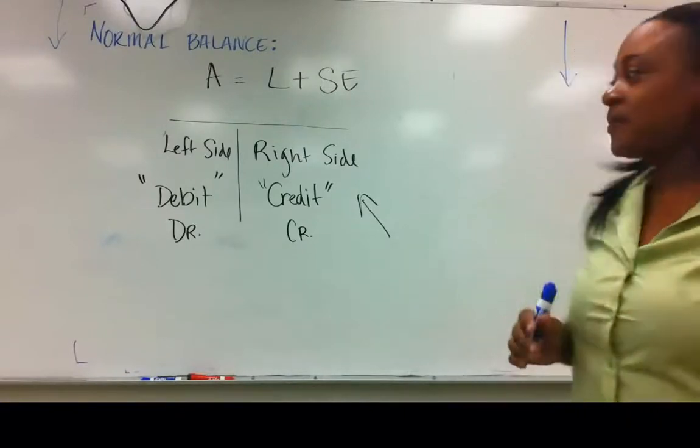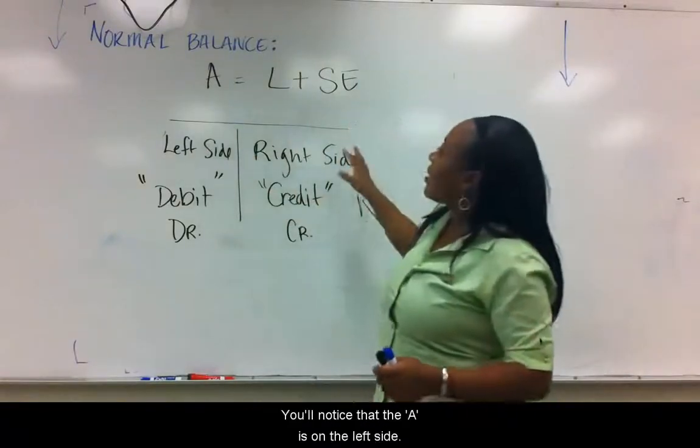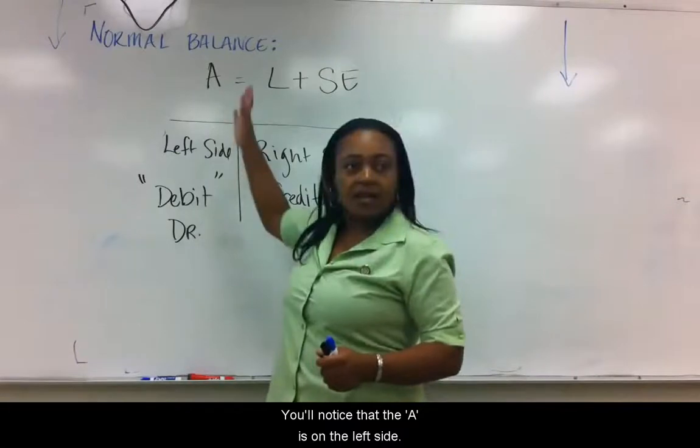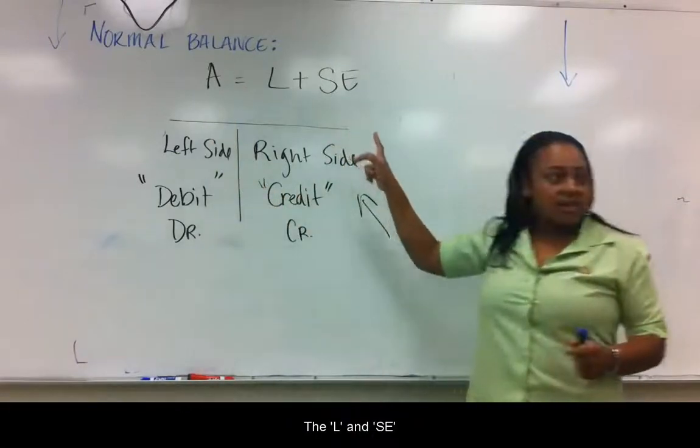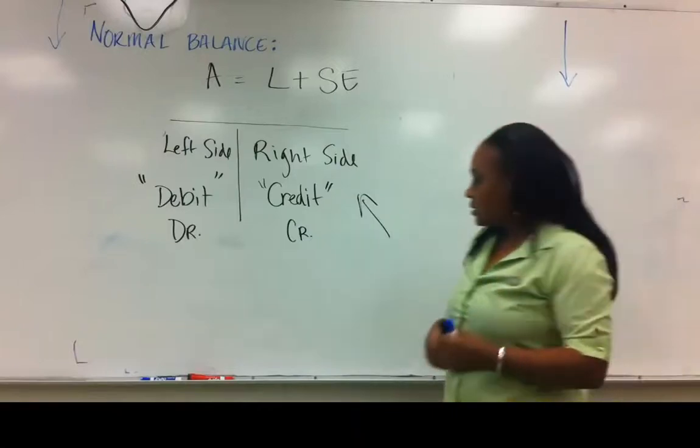So assets equals liabilities plus stockholders' equity. You'll notice that the A is on the left side, and the L and the SE are on the right side. And it's going to help you in a few moments.